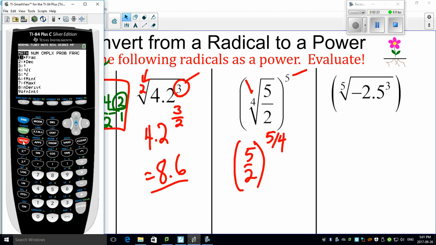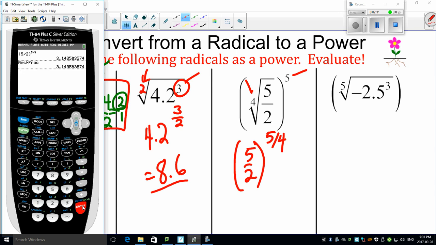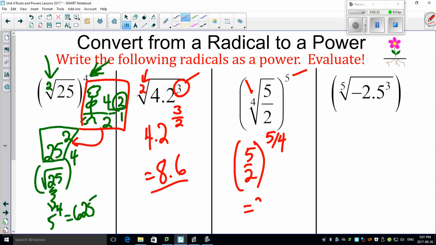Now, that looks ugly, but you know what? I bet you can put that into fractional form. So answer into fractional form. Let's see what it says. No, doesn't go into fractional form. Guess what? Leave it as 3.14. Ooh, close to pi. Interesting. Okay, that's all you can do with that one. Look at the last one again. There's the power. There's the root.